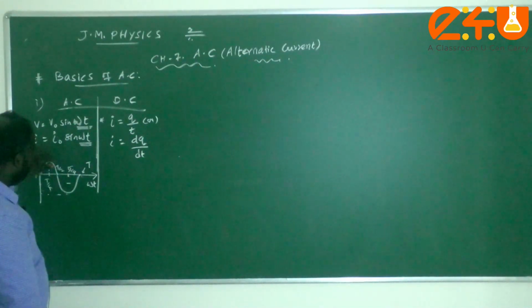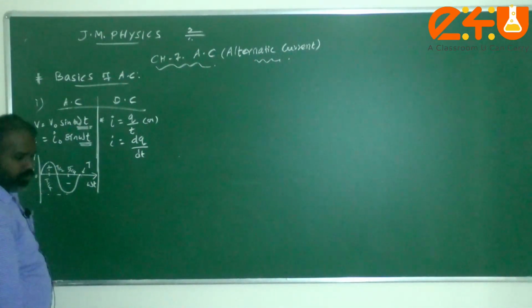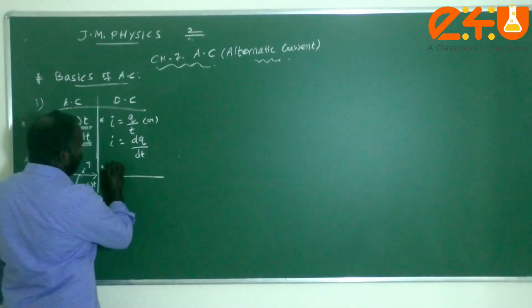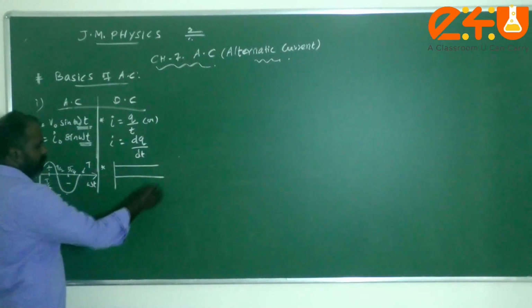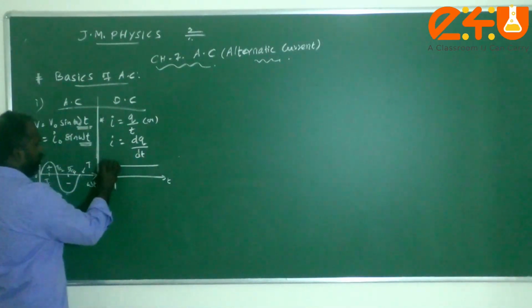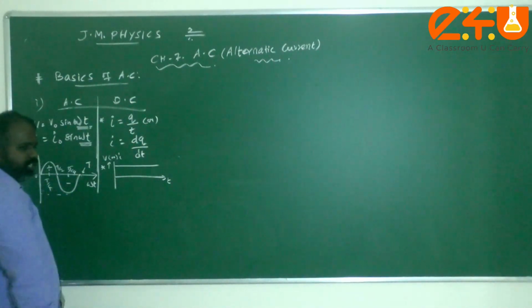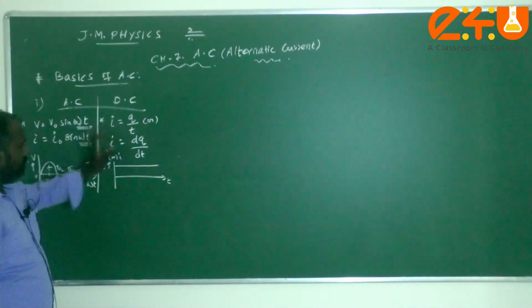The magnitudes are constant, but the direction keeps on changing. But in this case, if the current value is positive, it stays positive whatever the time may be, or the voltage, whatever that voltage or current may be. Such a type of case is called a direct current.